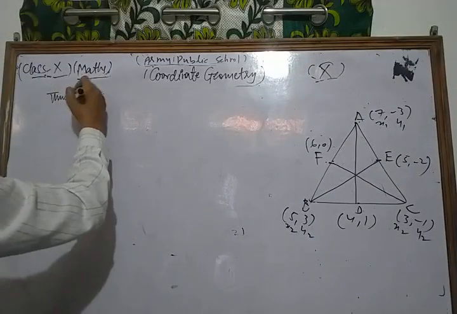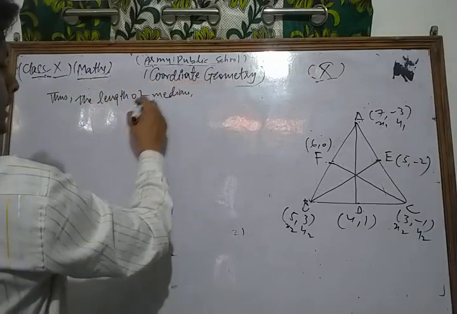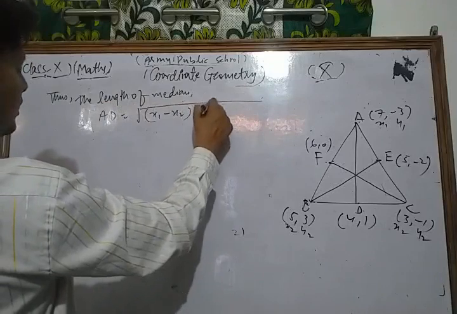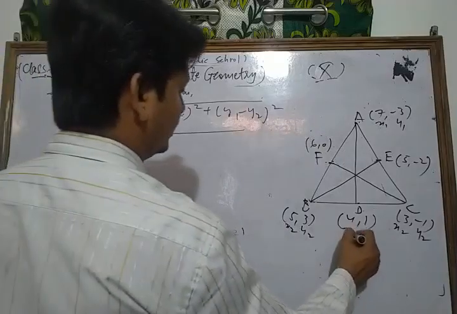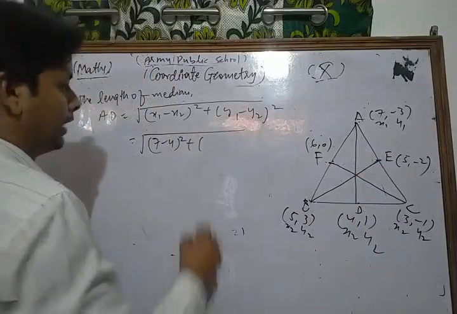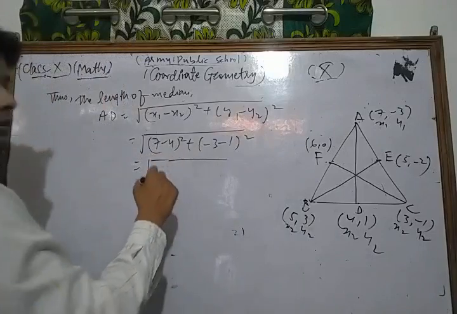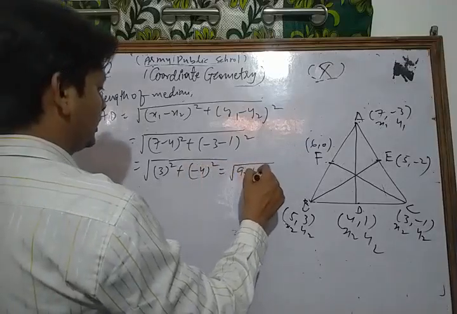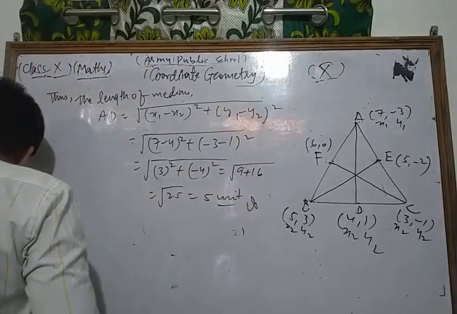Thus, the length of median AD by help of the formula, x1 minus x2 whole square plus y1 minus y2 whole square. X1 is 7 minus 4 whole square plus y1 minus 3 minus y2 is 1 whole square. So we get 3 square plus minus 4 square. 3 square is 9, this is 16. That is 25. That is 5 units. This is the length of the median AD.